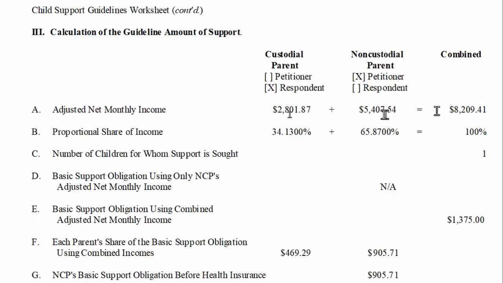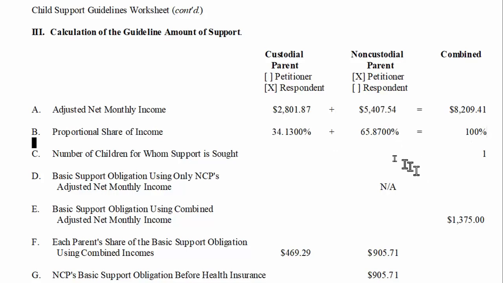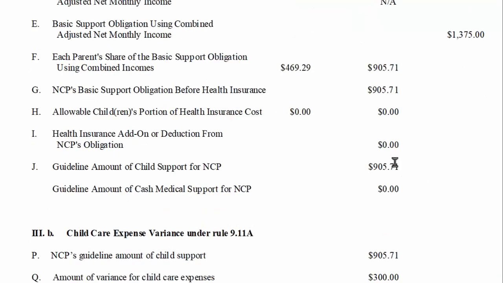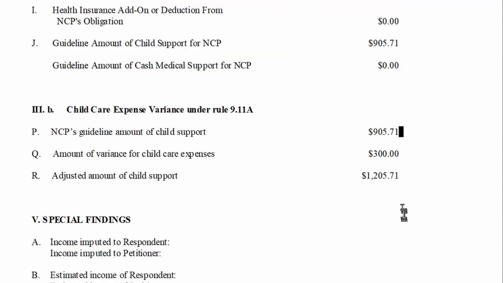So there's our adjusted net monthly income of each party. There's what it is combined. Here's the proportional shares right here, the 65.87%. And you scroll down here and we now see this child care expense variance under 911A. Non-custodial parent's obligation of support is $905.71. There's the variance we're requesting, and here's the amount of the adjusted child support for the month that adds in the variance.